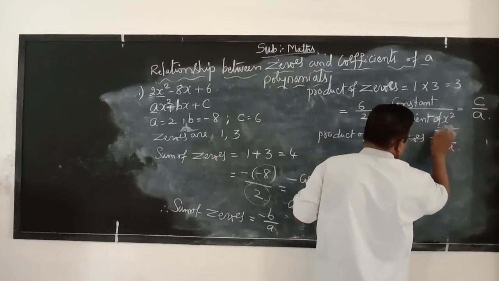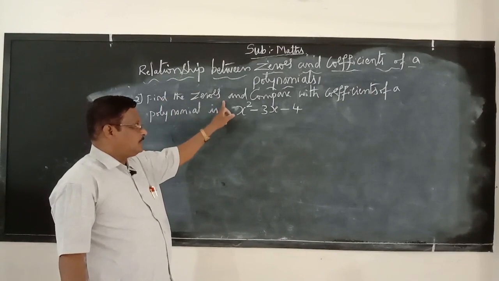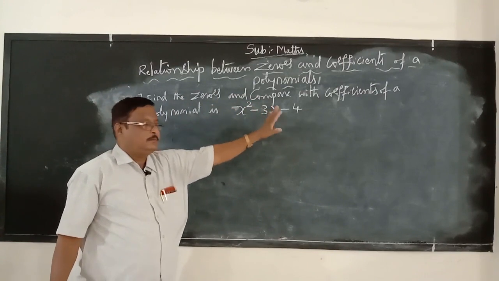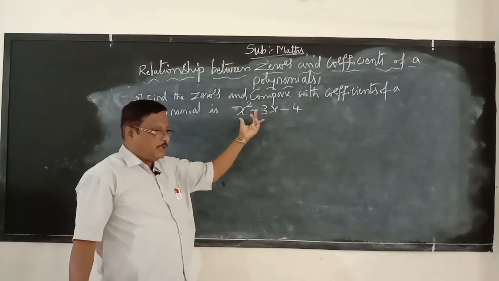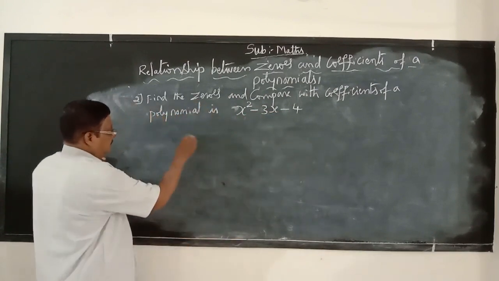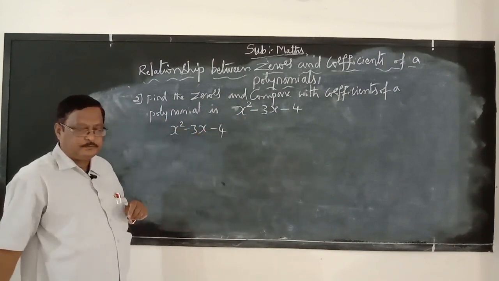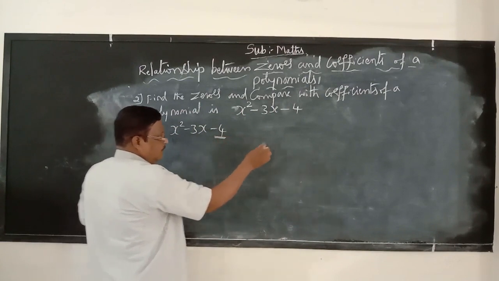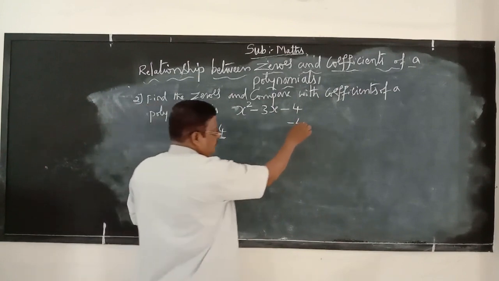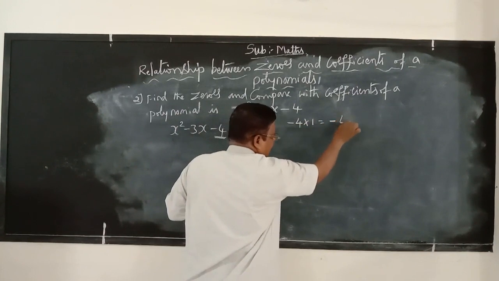This is the formula. Next, example number 2. Find the zeros and compare with coefficients of a polynomial x square minus 3x minus 4. First you find the zeros of this polynomial. Here you see the polynomial x square minus 3x minus 4. Here constant is minus 4 and x square coefficient is, there is no number, means 1. Here minus into plus, minus 4 ones are 4.